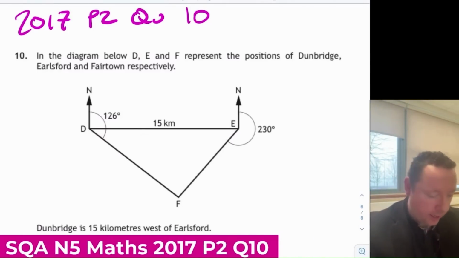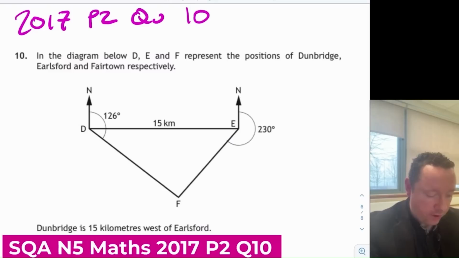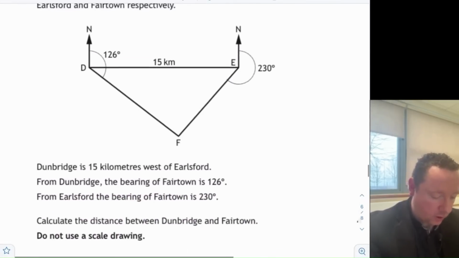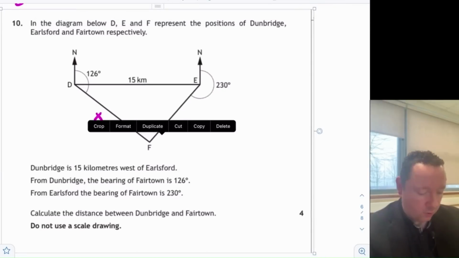2017, paper 2, question 10. In the diagram below, D, E and F represent the positions of Dunbridge, Aylesford and Fairtown respectively. It tells us that Dunbridge is 15 kilometres east of Aylesford, and it's drawn it in for us. From Dunbridge, the bearing of Fairtown is 126, which is drawn round, north, down to Fairtown. From Aylesford, the bearing of Fairtown is 230. From Aylesford, 230 to Fairtown. Calculate the distance between Dunbridge and Fairtown. Let's just mark that up there with an X.